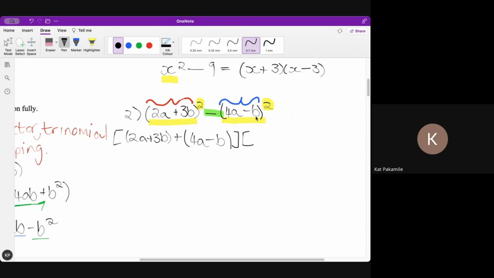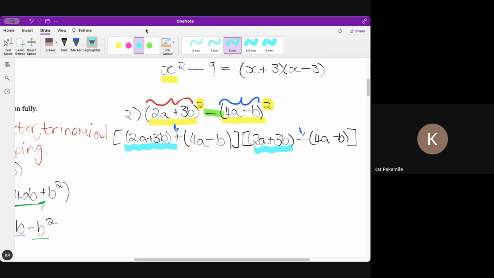Okay, so then my second bracket will be, again, 2a plus 3b. But this time, what's different about the second bracket? The second square bracket? Yes, it's a minus. But I'm going to reiterate. This plus and this minus have nothing to do with the bases. Do you see the bases are exactly the same? 2a plus 3b, 2a plus 3b. 4a minus b, 4a minus b.